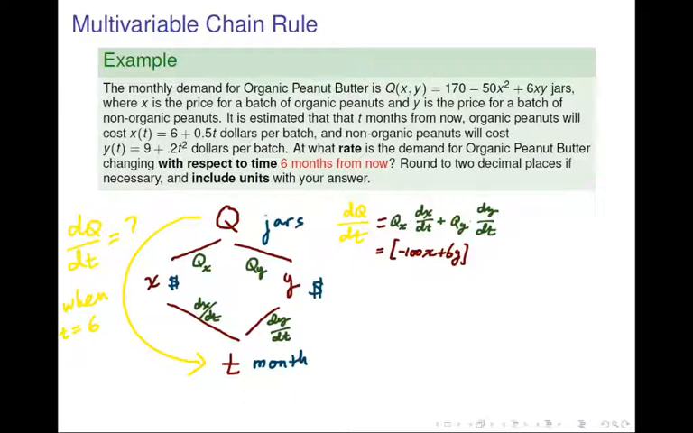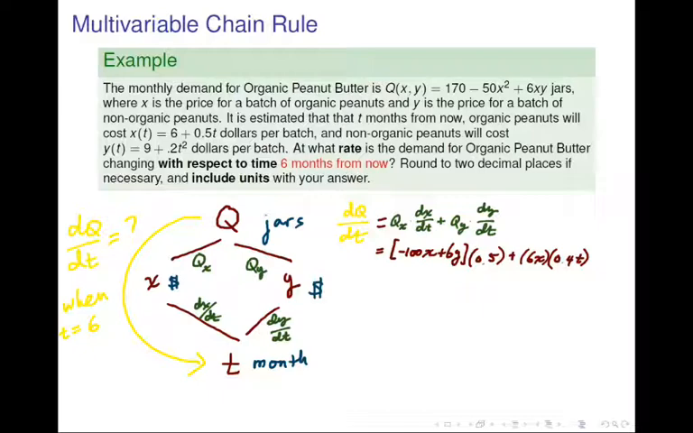For dx/dt, you go back to the function x of t and take the derivative of that with respect to t. You simply get 0.5. Similarly, you do the same thing for Q sub y and dy/dt. Now the question is, what are x and y and t? What we can figure out at this point is that when t is equal to 6, we can find x of 6 and y of 6. Because then these become numbers and it will be easily calculated from then on.